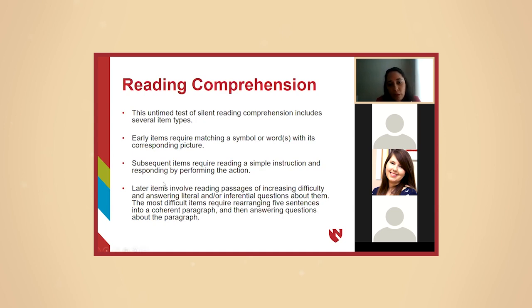Early items, again, for those kids who are 4, are very much matching symbols to words. For example, if they see a stop sign, what is the word that goes with that? But later on, they may have a sentence that they read, and they have to complete the missing word or say what it means. Later items are reading passages. They will have a paragraph or a story that they have to read, and they have to answer the questions. And I'm going to show you an example of that.